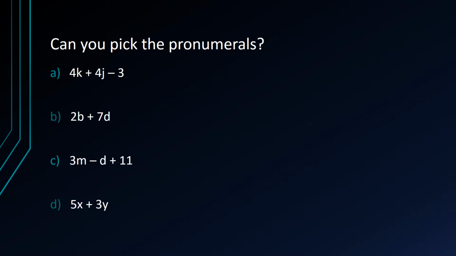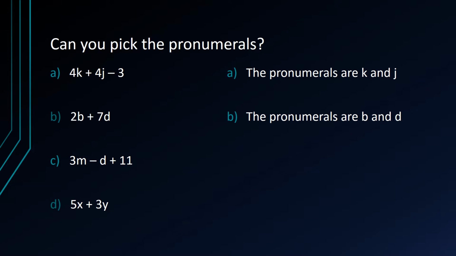First exercise. Can you pick the pronumerals? So, question A. Your expression is 4k plus 4j minus 3. And in this case, the pronumerals are k and j. Exercise B. Your expression is 2b plus 7d. So the pronumerals here are b and d.